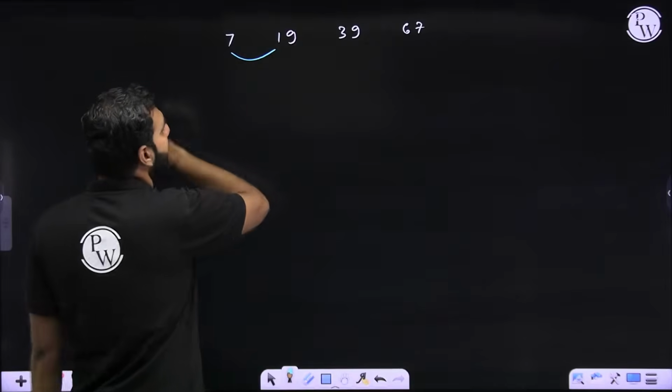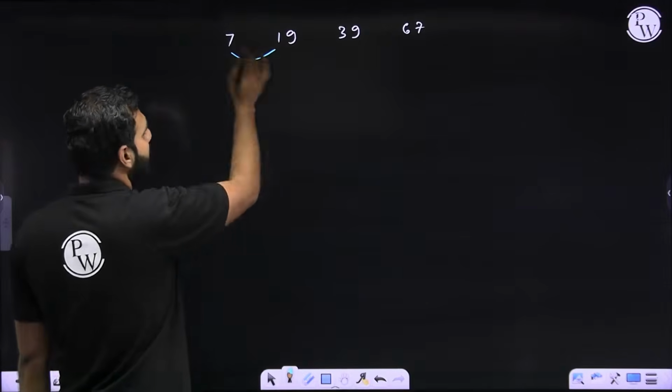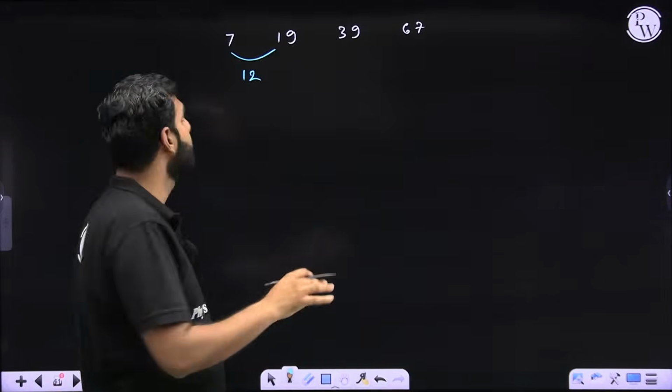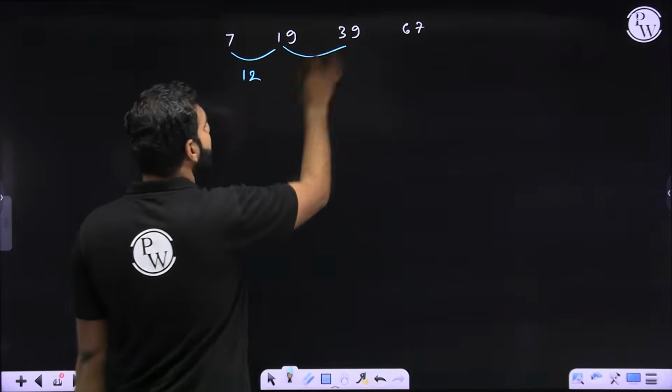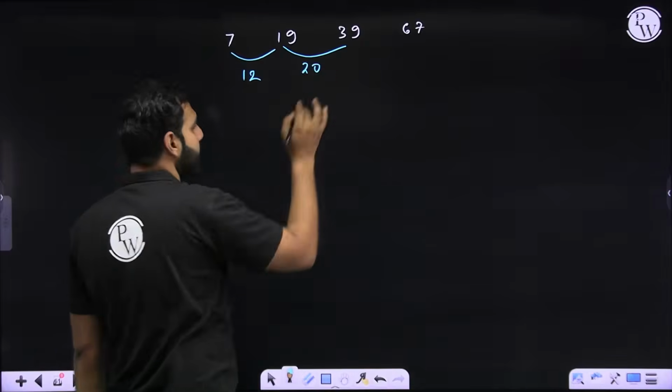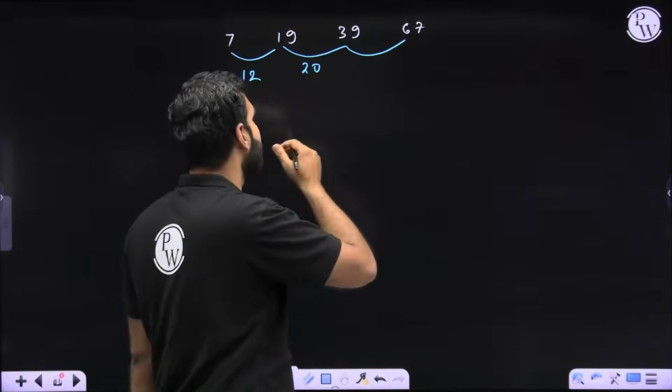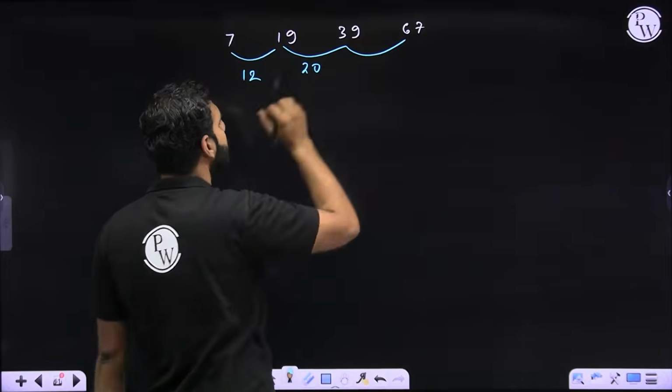The difference between 19 and 7, I hope I need not tell you, 19 minus 7 is 12. Are you comfortable with that? The difference between 19 and 39, I hope you know, is 20. Great. The difference between 39 and 67 is, let's say 40 for a while. This is 68 for a while.